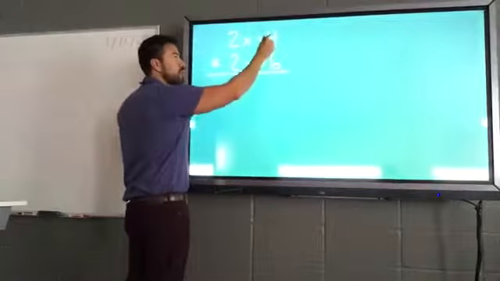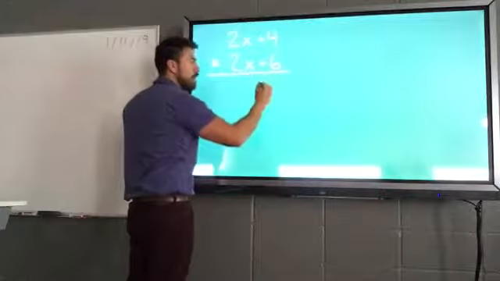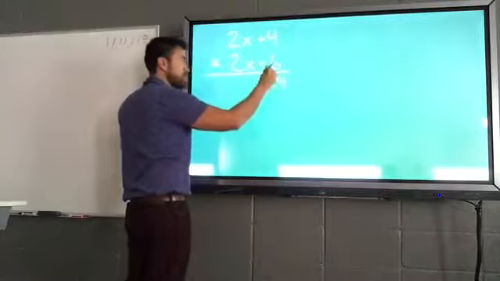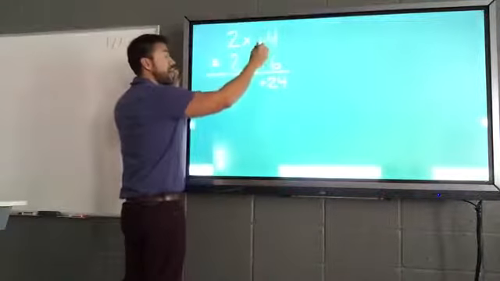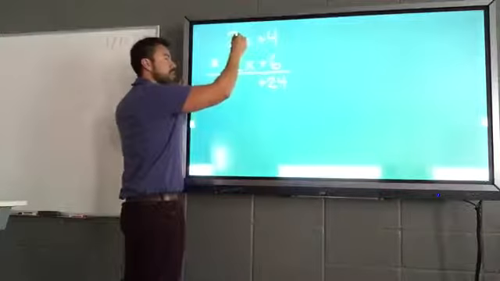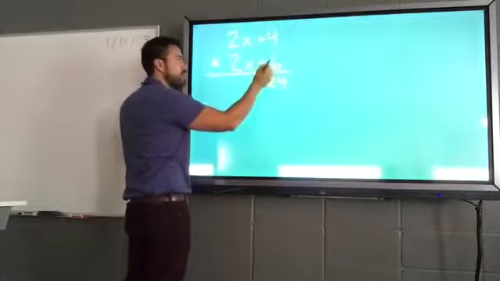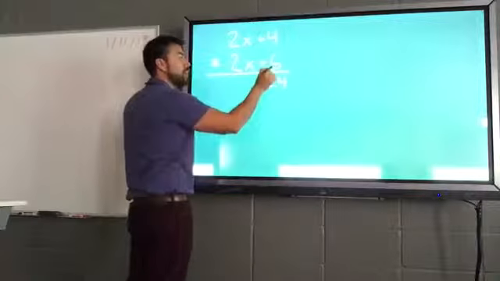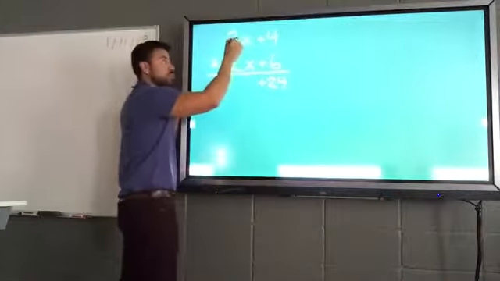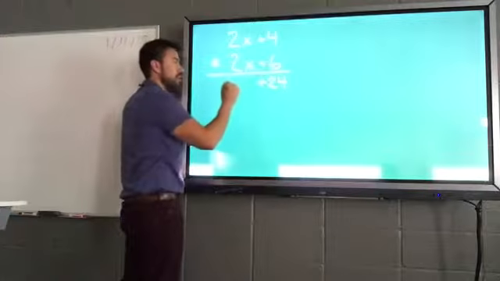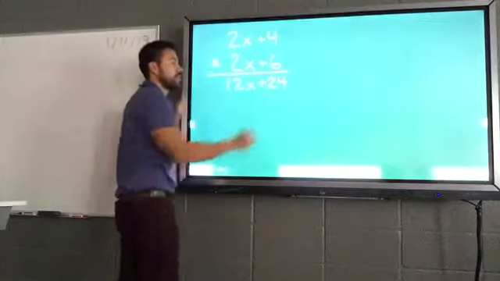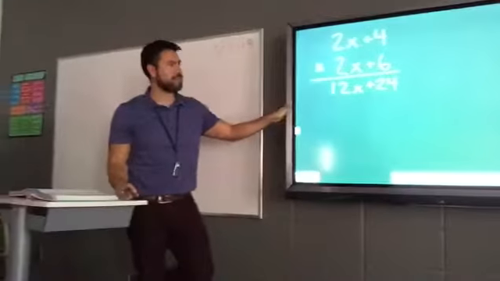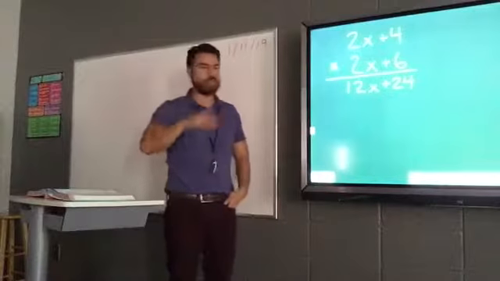6 times 4 is what? 24. Positive 24. Okay, you just said 6 times 4. All right, 6 times 2x. Now, you're like, what are you doing? I multiplied this 6 by the second term, and now I'm going to multiply this 6 by the first term. So what's 2x times 6? 12x. Okay, just write it down.